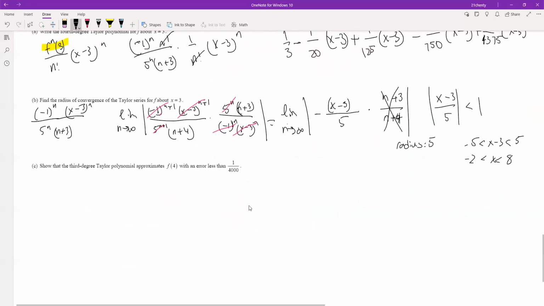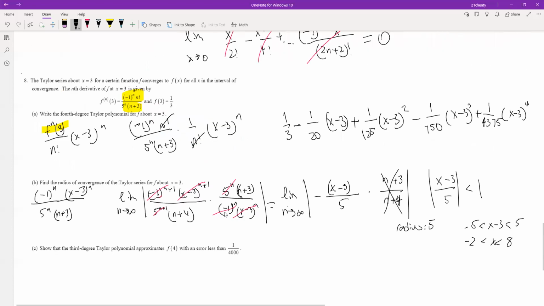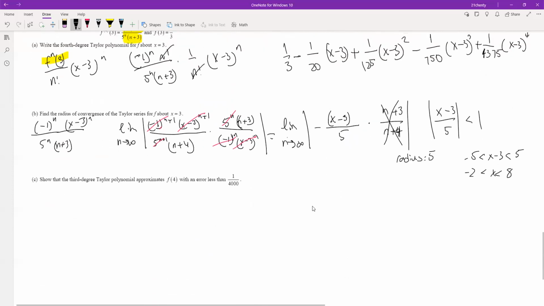So now part C is we are showing that the third degree Taylor polynomial approximates f of 4 with an error less than 1 over 4,000. So we actually found the fourth degree Taylor polynomial. But now we're just looking at the third degree. So this is again a Lagrange error bound problem. So we'll just take the n plus 1th derivative.